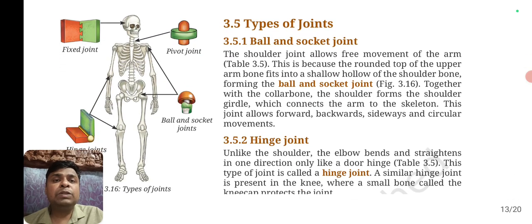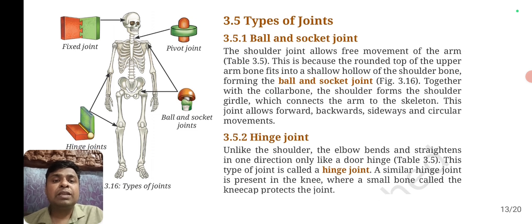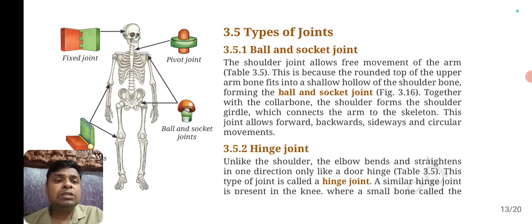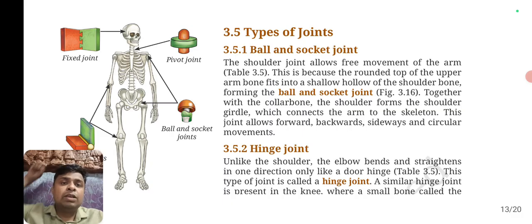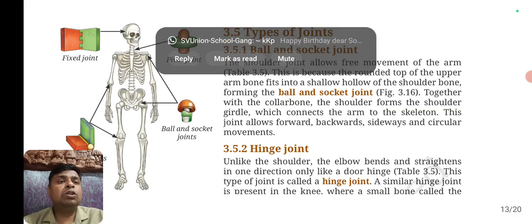So look at this picture now. Fixed joint, then hinge joint, ball and socket joint, pivot joint. Observe this. So ball and socket joint, the first one, the shoulder joint, allows free movement. You can move your shoulder completely. So that is the ball and socket joint.